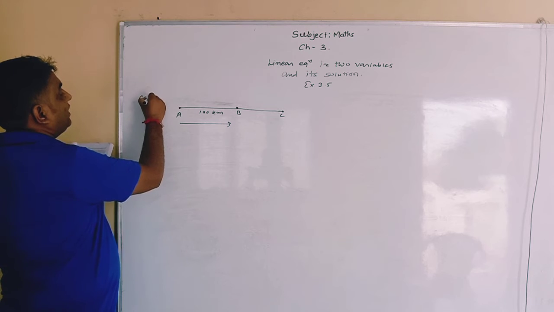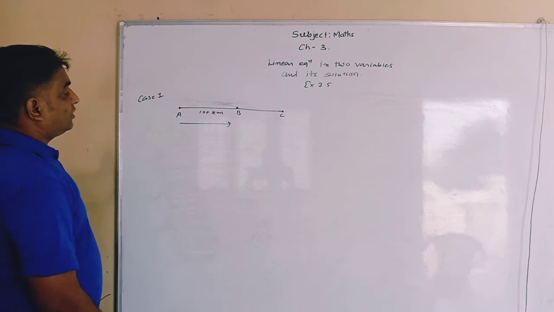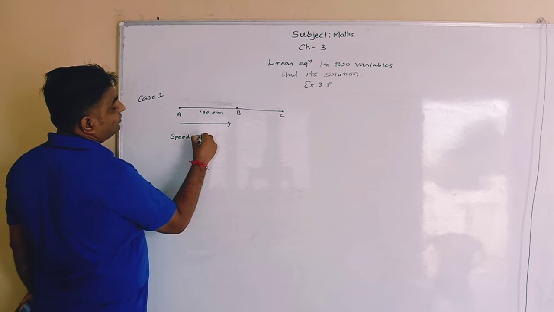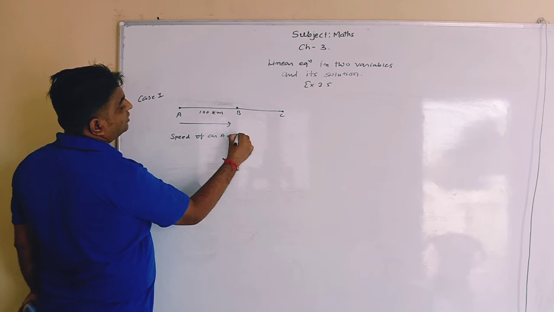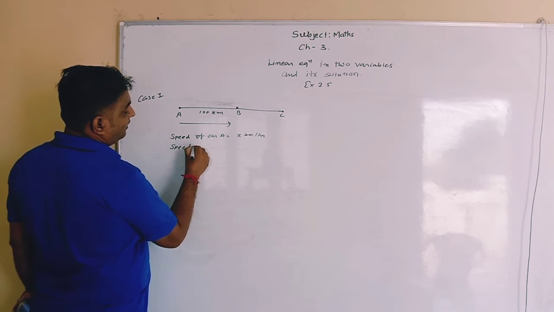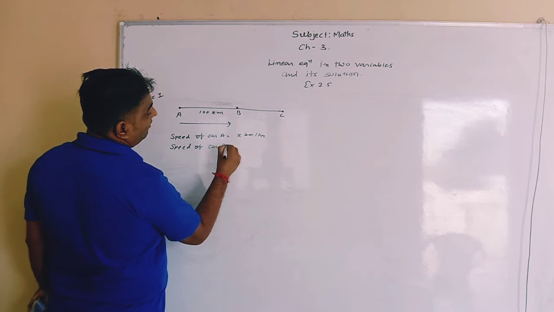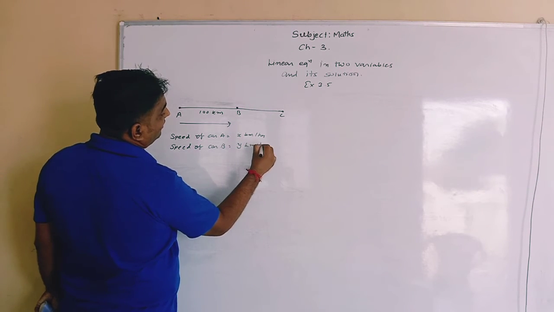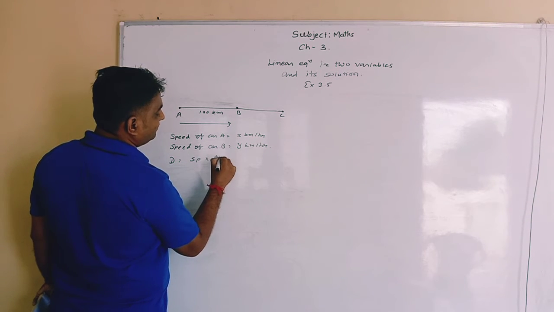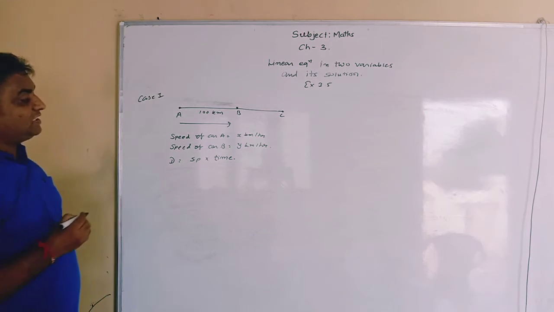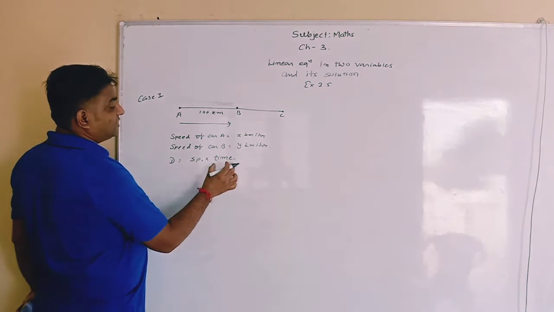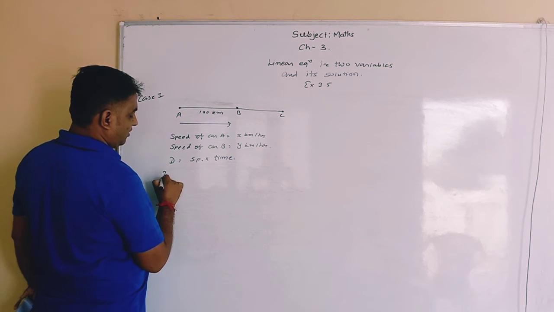So in case 1, let the speed of car A equal x km per hour and the speed of car B equal y km per hour. Now we know that distance is equal to speed into time. Here time is given as 5 hours, and so the distance covered by A.